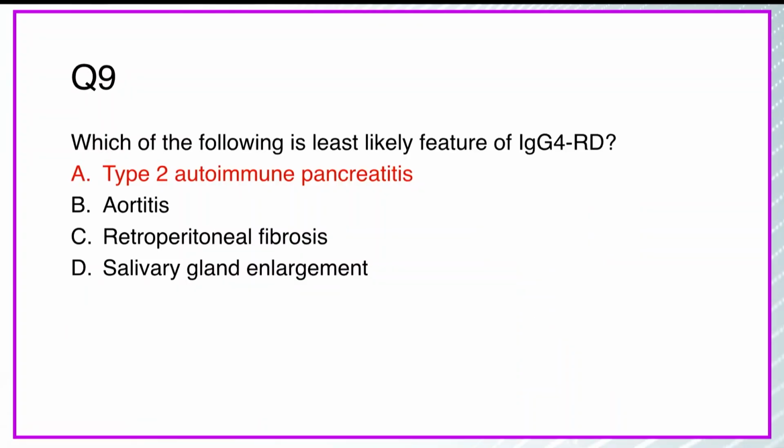Question 9: the least likely feature of IgG4. Why is it type 2 autoimmune pancreatitis? It is type 1.